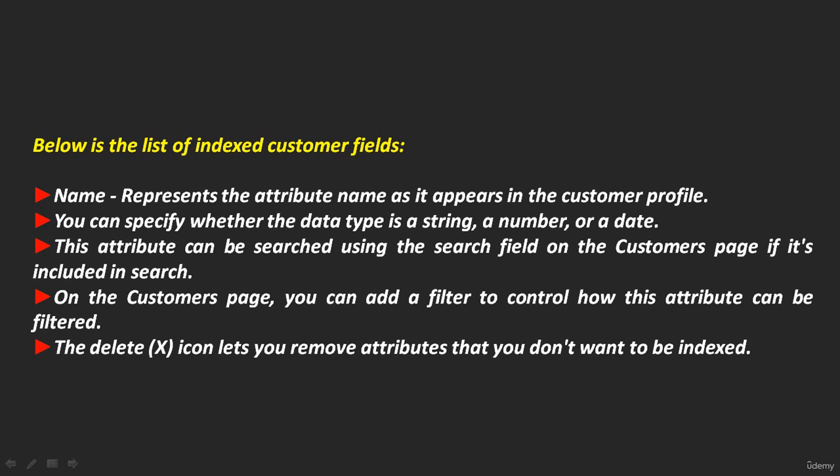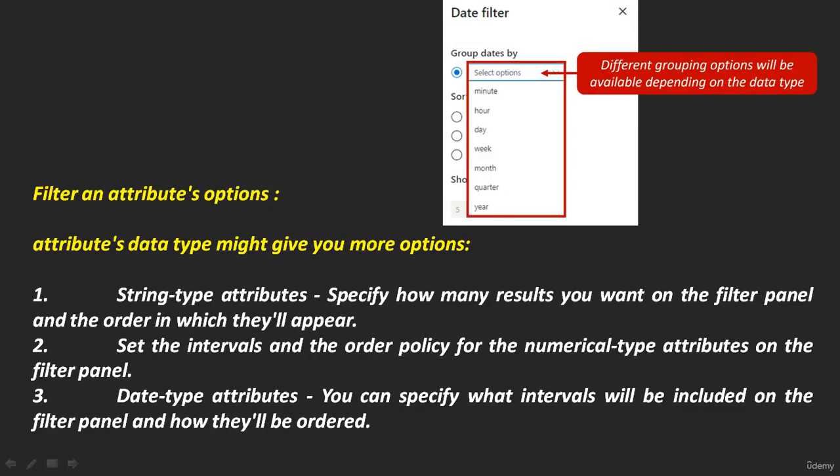So just to filter attributes, icons and options: organizations might want to add more filters to refine the information displayed. So select the filter button for the attribute you want to apply the filter to, such as different age groups. A filter lets you choose how many results will be displayed and in what order. The attribute's data type might give you some more options. For string type attributes, you can specify how many results you want on the filter panel and the order in which they will appear. Set the intervals and the order policy for numerical type attributes on the filter panel. For date type attributes, you can specify what intervals will be included on the filter panel and how they will be ordered here.